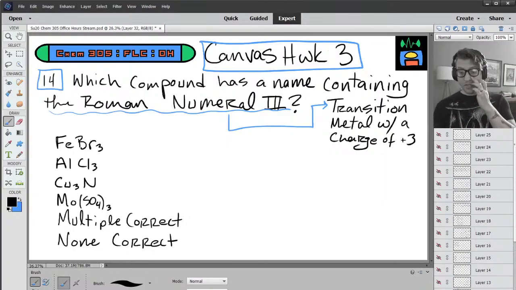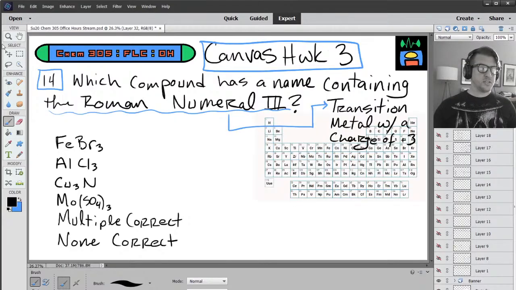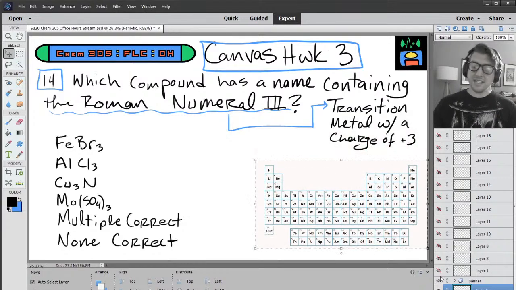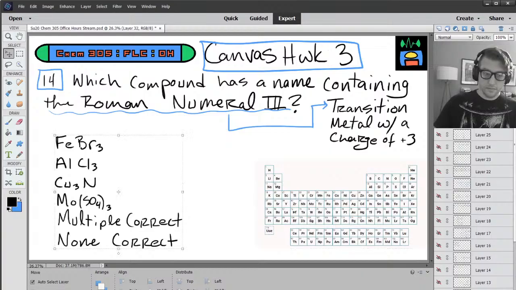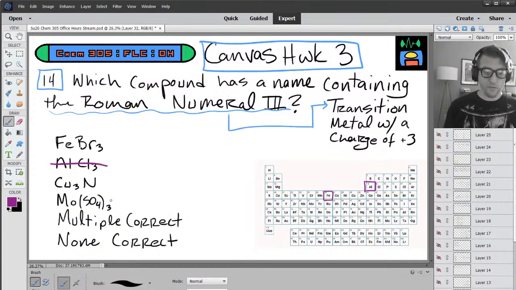All right. So first off, we've been asked to identify a compound that has a transition metal with a charge of +3. The first thing we want to do is look for items to eliminate. Iron is a transition metal, so that's a possibility. Aluminum is not a transition metal, so it will not have a Roman numeral 3 in its name.